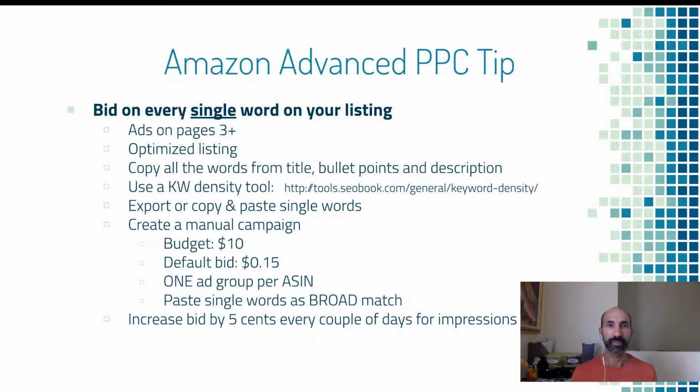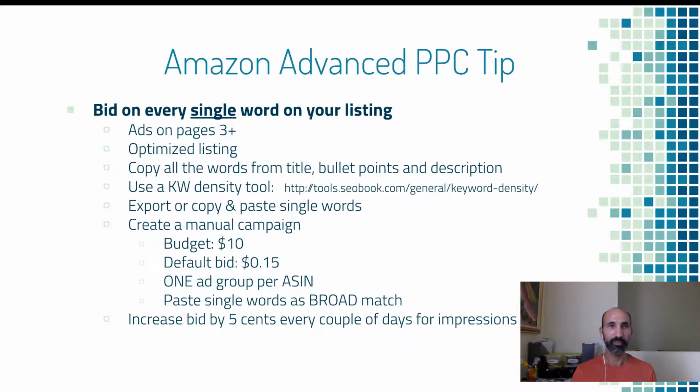Today I have an interesting tip that I've found on YouTube where you bid on every single word on a optimized listing. So the idea here is to show up on pages 3 and up so that the clicks are fairly cheap, and then you potentially might get sales doing that.